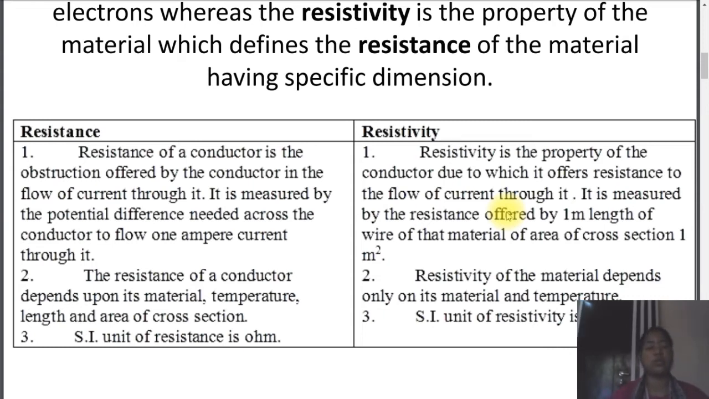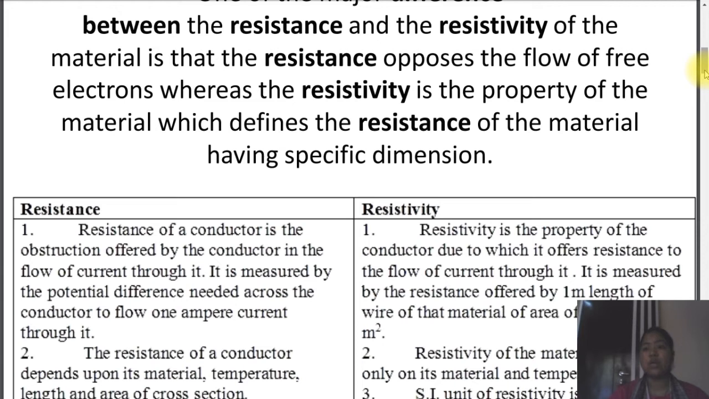You already know the definition and the formula of the resistivity; in the previous lecture we already talked about it. Resistance of the conductor depends on the material, temperature, length, and cross section area, whereas resistivity of the material depends only on its material and the temperature. The SI unit of resistance is the ohm and the SI unit of resistivity is the ohm meter. So, in simplified form, this is the difference between resistance and the resistivity.